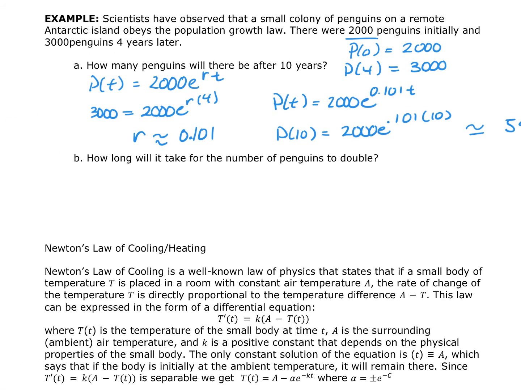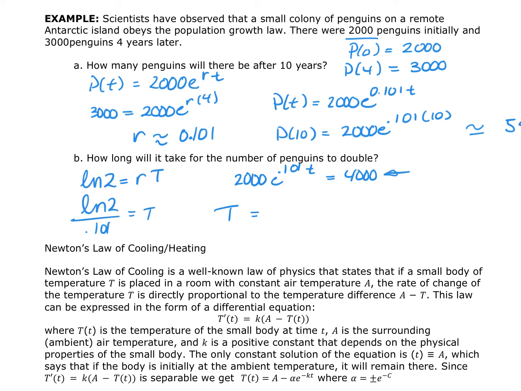The other thing that they're asking for is how long does it take to double? Now, if you remember from your pre-calculus 2, we have the natural log of 2 is equal to R times T, where T is the time it takes to double. We can totally use that. Or we could use the fact that 2,000 e raised to the 0.101 times T is equal to 4,000. Either way, I'm going to get the same answer for the big T. If I use the big T, I'm going to have the natural log of 2 divided by the rate, which is 0.101. Or I can use this equation. Either one is going to get me there. And I'm going to end up with approximately 6.86 years. And so that's the answer for that one.